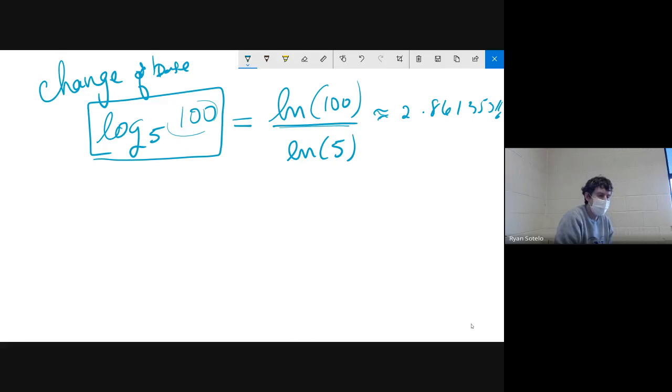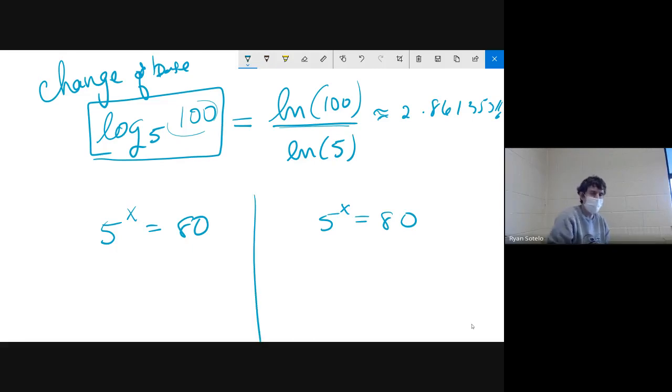So now there's a nice trick. Here are two ways of doing it. 5 to the x is equal to 80. What should x be to make that equal to 80? We're going to do it twice here, just to show you how it works. On the left, I'm going to choose a particular log that's nice. I'm going to do log base 5 of 5 to the x, equals log base 5 of 80.